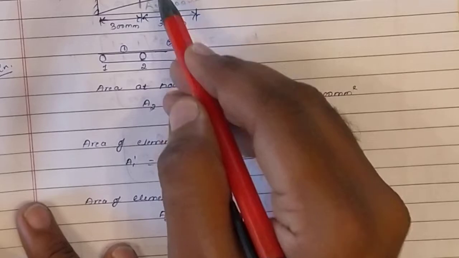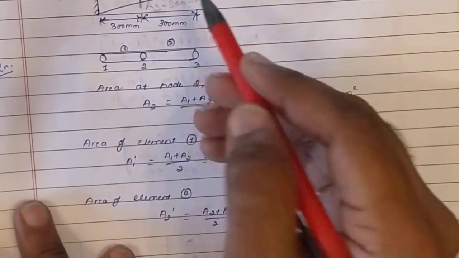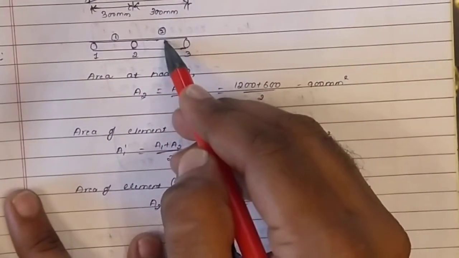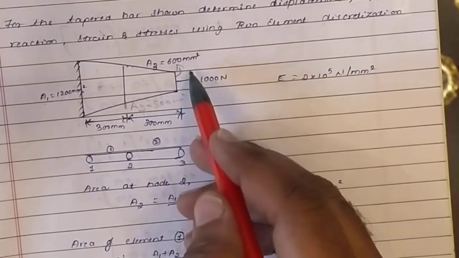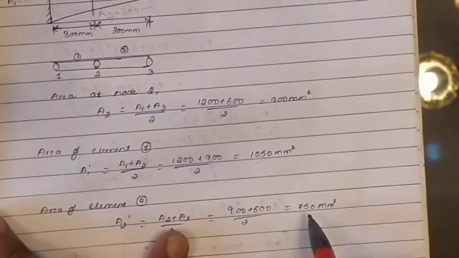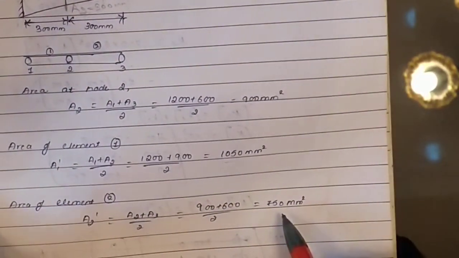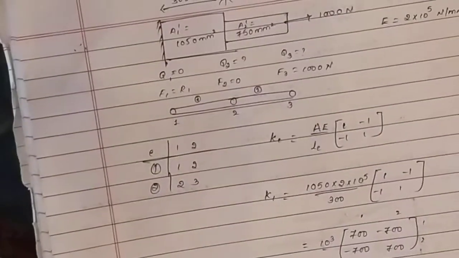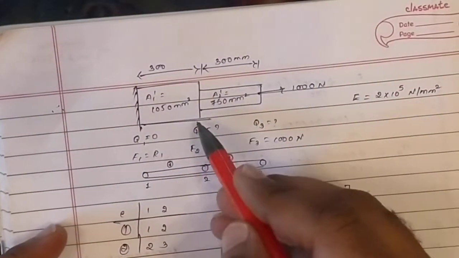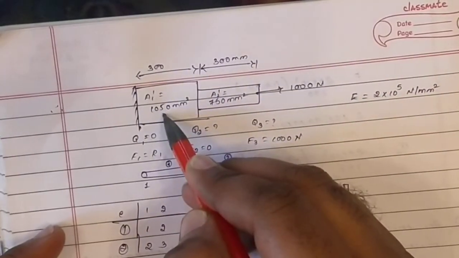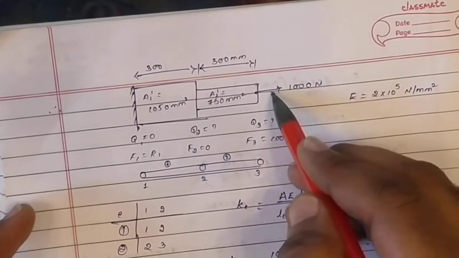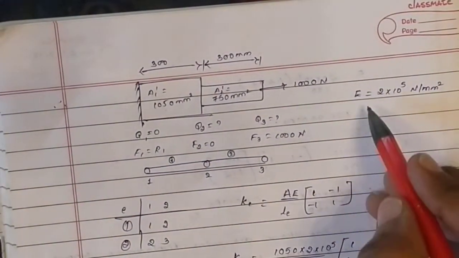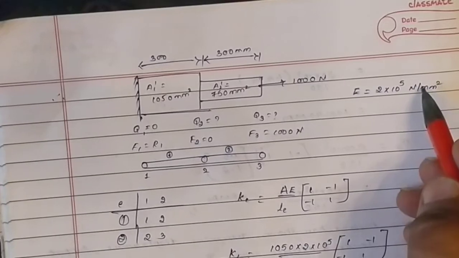Similarly, for the second element, A2 dash is A2 plus A3 by 2, that is 900 plus 600 by 2, and I'll get 750 mm square. I think this should be clear. Now convert that tapered bar into a stepped bar. So A1 dash is 1050 mm square, A2 dash is 750 mm square, the length is 300, and a force of 1000 Newton is applied. E is equal to 2 into 10 power 5 Newton per mm square.